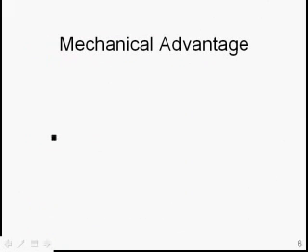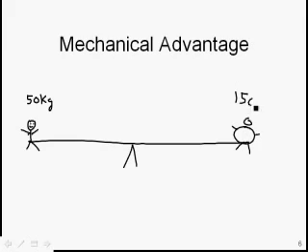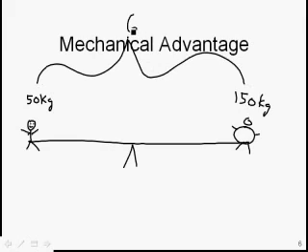Okay, mechanical advantage. Let's take a teeter-totter. Everybody's played on a teeter-totter. We'll put somebody on this side, and we'll say that they weigh 50 kilograms. Then we'll put somebody on this side, and we'll say that they weigh 150 kilograms. We'll say that the total distance right here is 6 meters. So that means that each side of the fulcrum, or each side of the pivot point, has 3 meters to it.